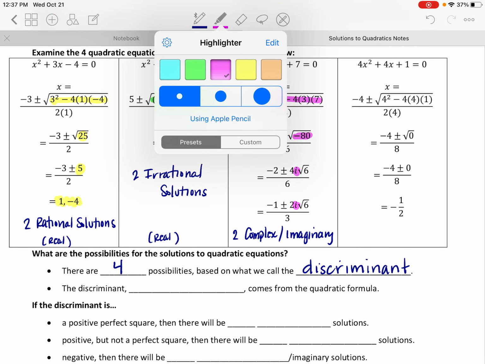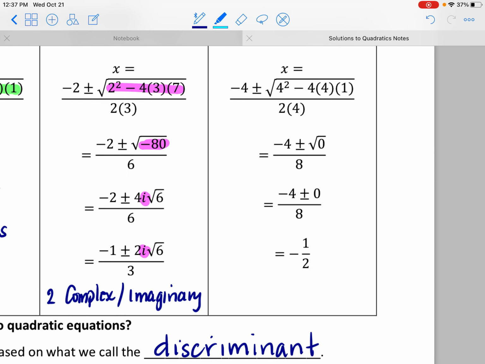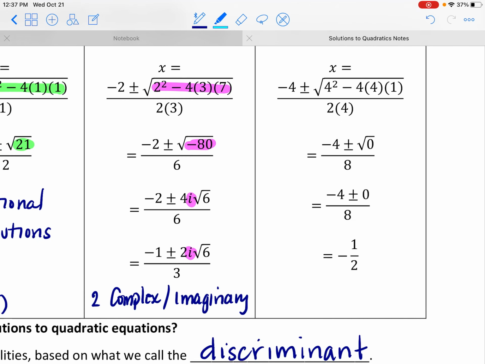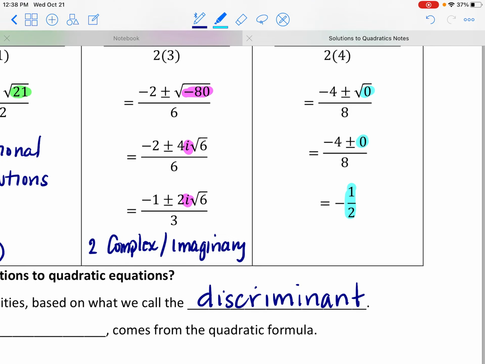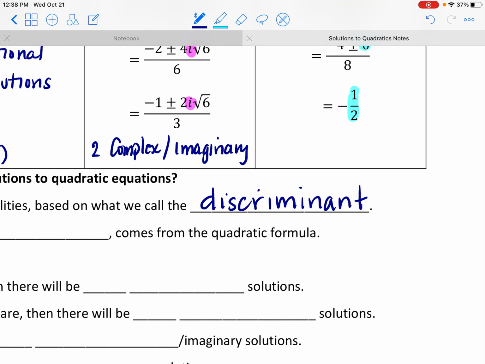And then I got one more here. This guy, we ended up with only 1 solution. And underneath the radical, 4 squared minus 4 times 1 times 4 ended up being 0. And because the square root of 0 is just 0, the plus minus 0 isn't doing anything different. So we end up with just the 4 and the 8, just the 1 rational solution. Okay, 1 rational solution in here. And again, it is a real solution.